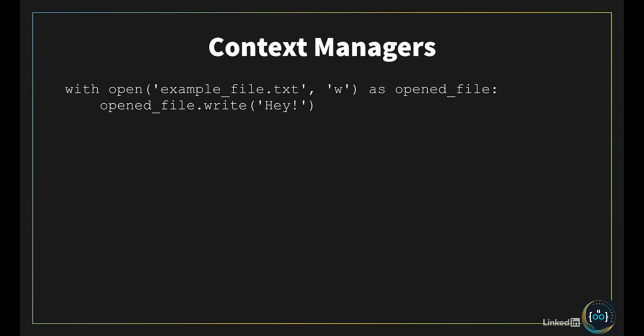The code shown on screen opens a file, writes some data to it, and then closes it automatically when the context is ended. This means we don't have to panic when we accidentally forget to close a file. It's handled for us.